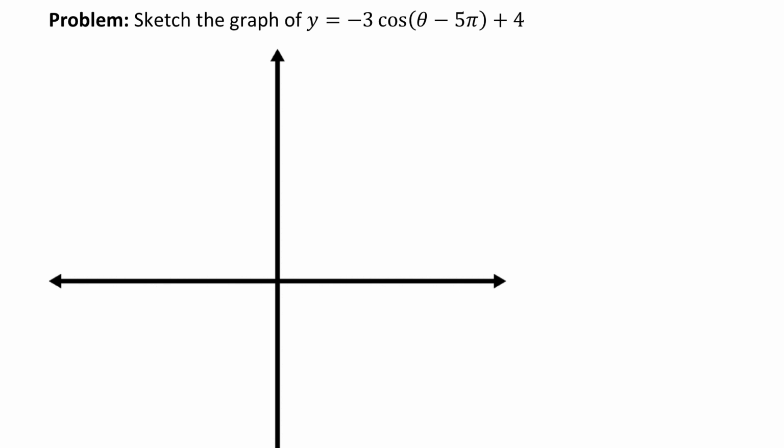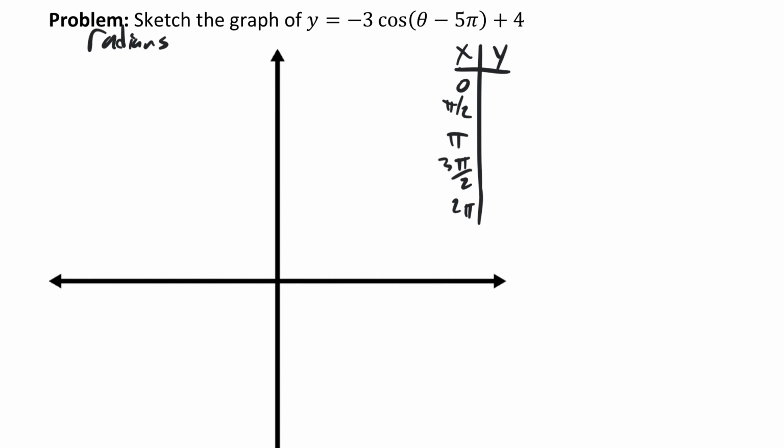All right, go ahead and pause the video and give it a try. All right, let's take our old values. Again, this is going to be in radians because of that pi. So we have 0, pi by 2, pi, 3 pi by 2, and 2 pi. And this is going to be 1, 0, minus 1, 0, and 1.